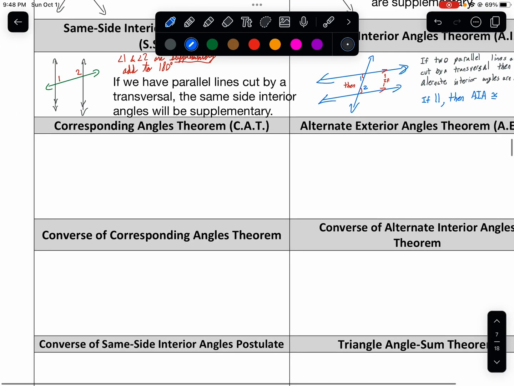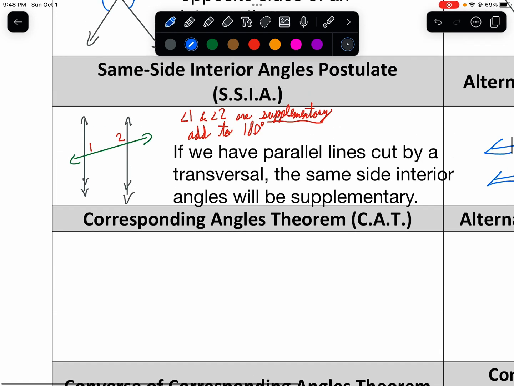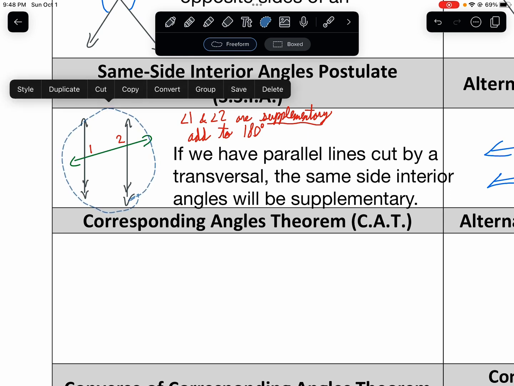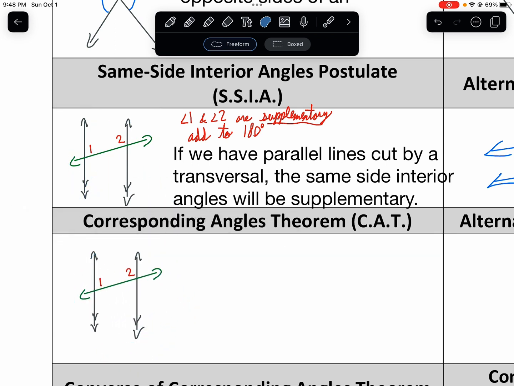Now let's go through the corresponding angles theorem. It's a very similar theorem, and we're going to go through and state it right now. Once again, you want another set of parallel lines. Right up here, I've got a pair. So I'm just going to copy this. It's a little known rule: you can just take your pencil and copy something by circling it. So if you're having trouble copying something, go ahead and do that.